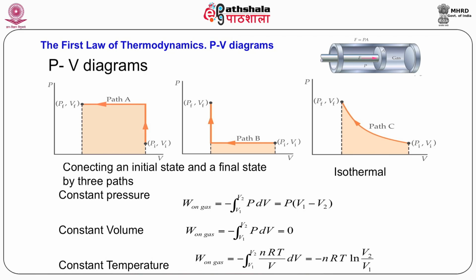Look at the pressure-volume relationship. In that case, the work done on the gas is W = P(V1 - V2), whereas at constant volume, PdV equals 0, whereas at constant temperature it will be -nRT ln(V2/V1), that is, the volume 2 by the volume 1.